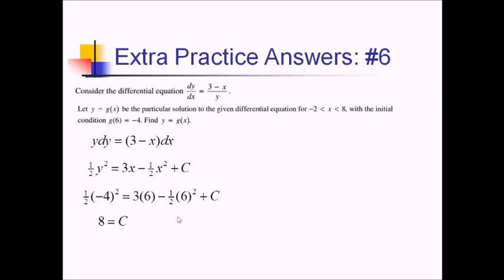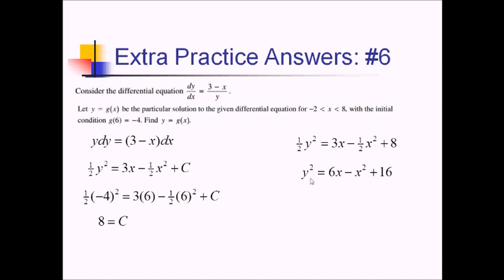All right, now we can plug this back in. There's nothing to really resolve in this general formula here, this general solution. So just plug in 8 for c, and I'll do that over here. And all that's left to do is isolate y. So I can start by multiplying everything by 2. That gives me y squared equals 6x minus x squared plus 16.